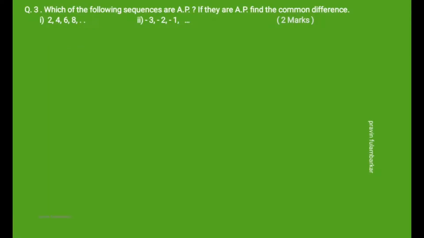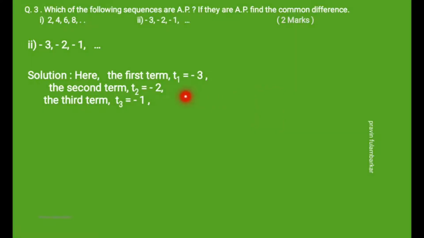Now see sub question second answer. Here terms are -3, -2, -1. So we write first term, second term, third term first. So T1 equals -3, T2 equals -2 and T3 equals -1. So we write here common difference equals T2 minus T1 and common difference equals T3 minus T2.